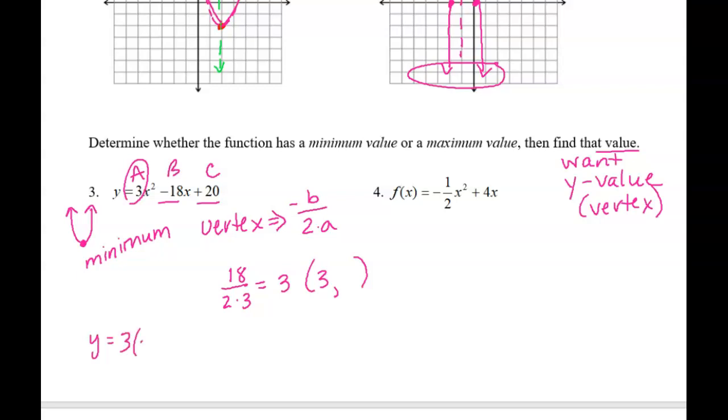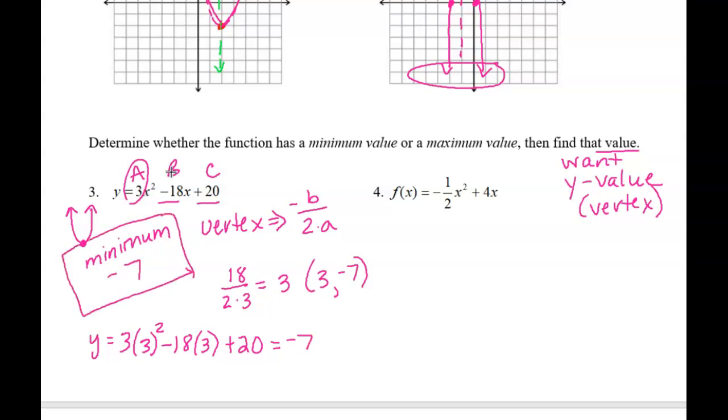So we get 3 times 3 squared minus 18 times 3 plus 20. So you can go ahead and get a calculator and you can type that in. So 3 times 3 squared minus 18 times 3 plus 20. So negative 7. So the minimum is negative 7. Okay. We needed to find the x value, but the minimum value is the y value only.